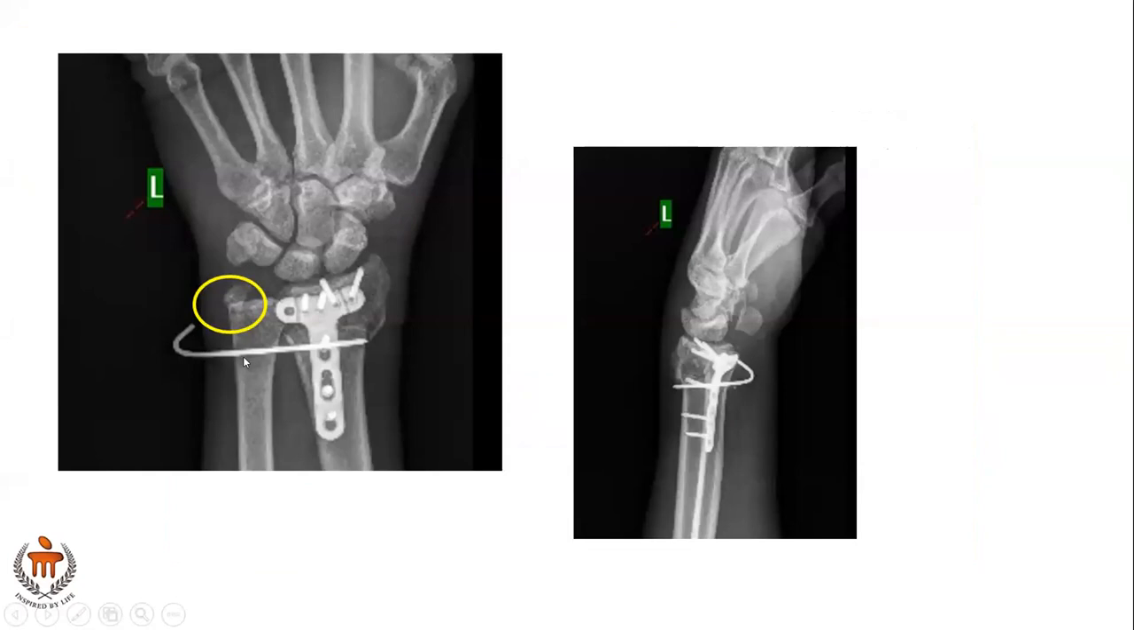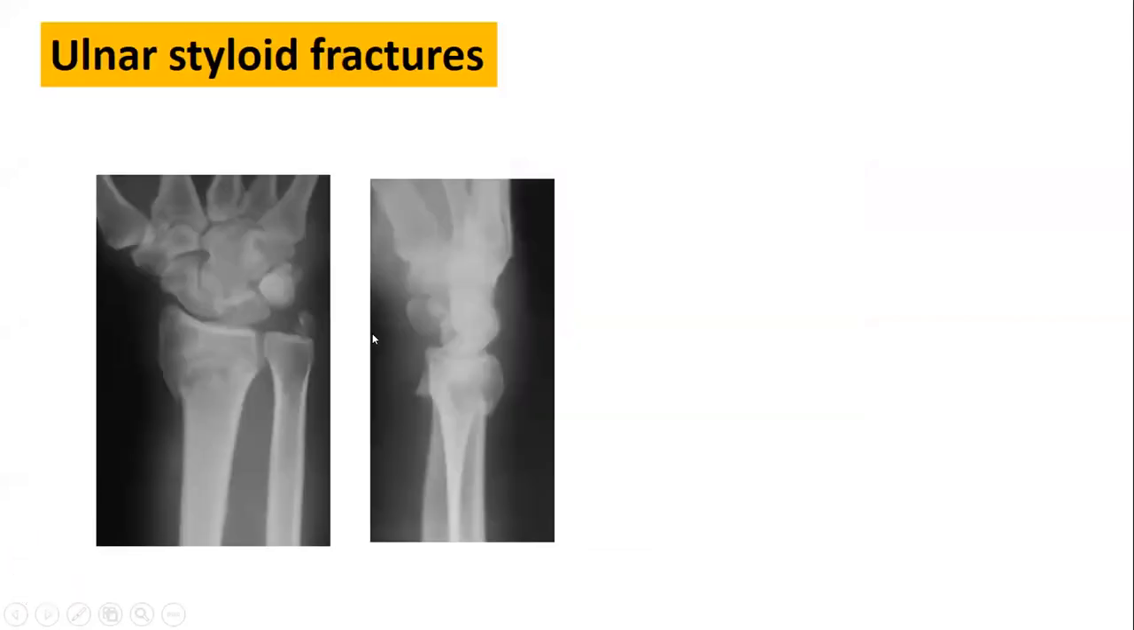So any of these could be injured, but our basic thing is we want the soft tissues to heal. So you can reduce this, pin it across, keep it for about 3 weeks and then mobilize, or you can just put a slab for 3 weeks, above elbow slab, and then wait for 3 weeks and then mobilize these patients. And then probably the soft tissues would heal well.